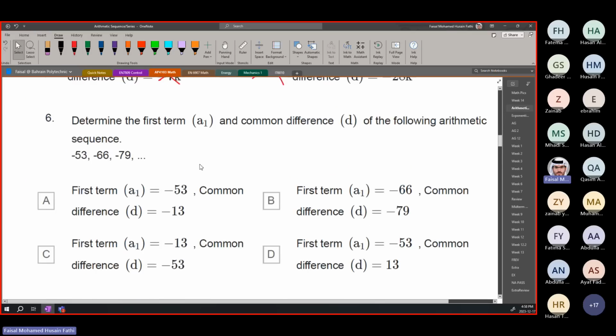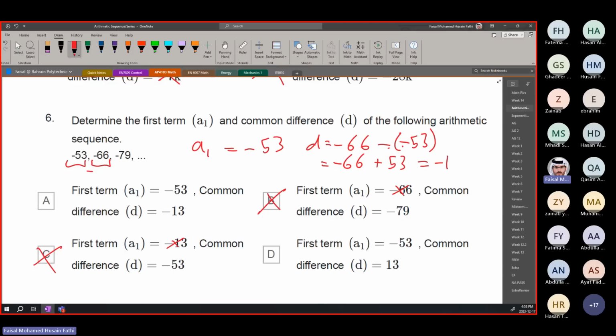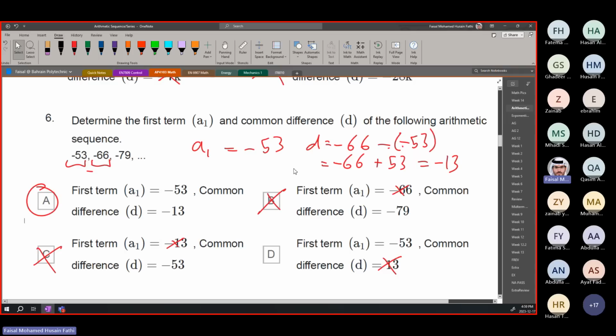Next question 6. Again, very simple. A1, first term, is minus 53. This is wrong. This is wrong. So it's either A or D. What's the common difference? Minus 66 minus 53. Remember, you're subtracting this minus this, A2 minus A1. This is equal to minus 66. Minus and minus become plus 53. So it's going to be minus 13. It's not plus 13, it's minus 13. Answer is A. All right.